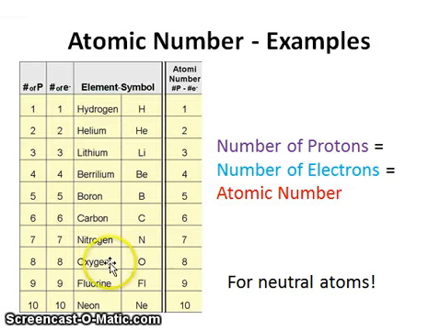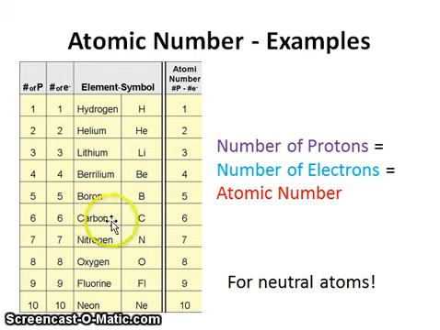Here we have a list of different elements ranging from 1 to 10. So again, the atomic number, here we have the atomic number 1 for hydrogen, means that this hydrogen atom has 1 proton. And because for this hydrogen atom we have no more information about it, we're assuming that it is neutral. We also have 1 electron for the hydrogen atom.